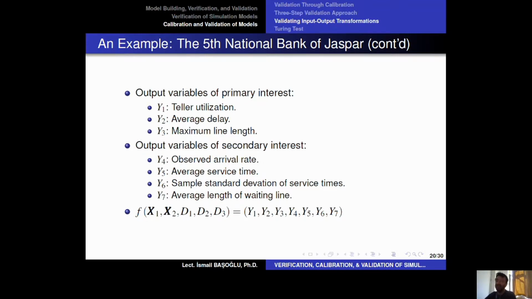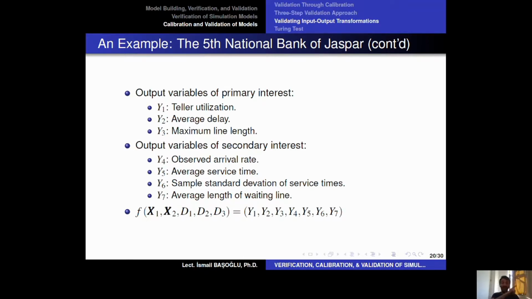And there are some secondary output variables which are in our secondary interest: the observed arrival rate, the average service time, the sample standard deviation of service times, and the average length of waiting line. So these are not important right now. I'm just going to write them. These are the output variables of secondary interest. So these are not performance metrics. However, we are going to use them for input-output validation.